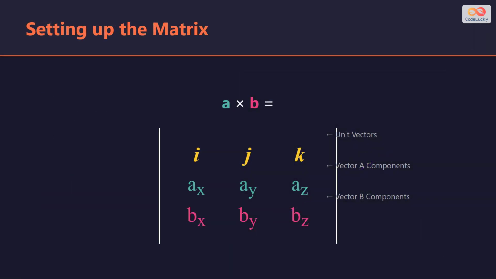To find the cross product of vector A and vector B, we set up a special 3x3 determinant. The first row always contains our unit vectors i, j, and k. The second row contains the components of the first vector, vector A. The third row contains the components of the second vector, vector B. The order here is very important.